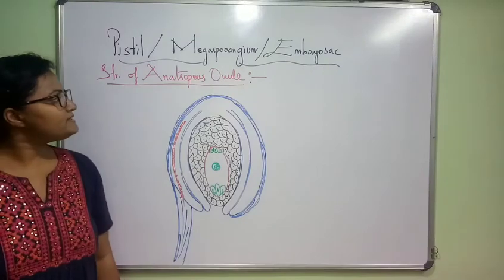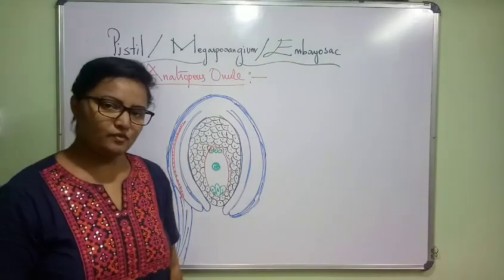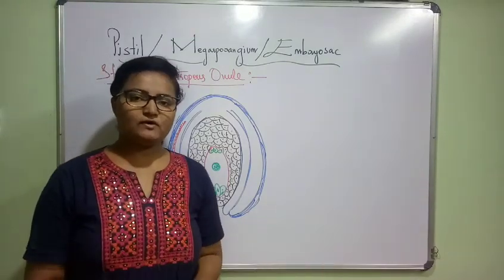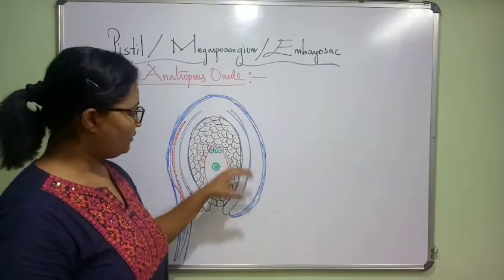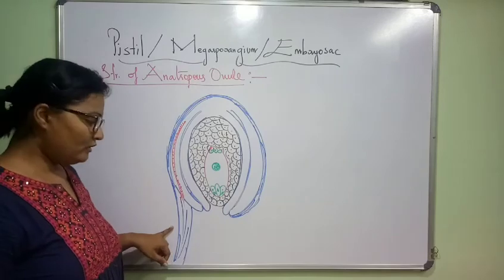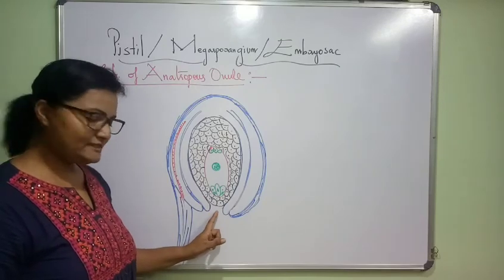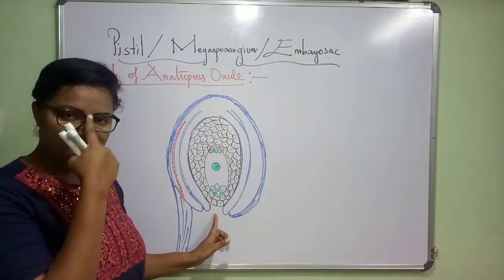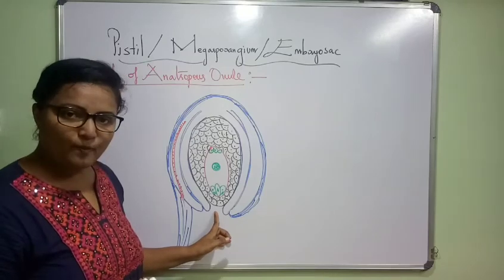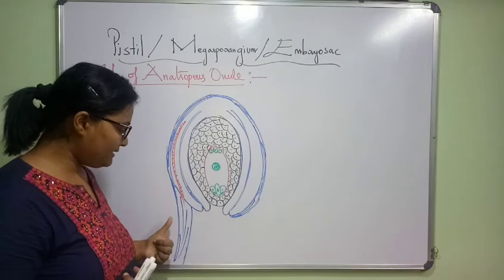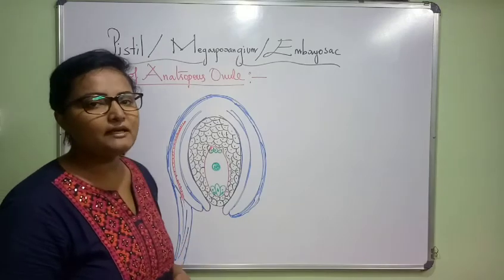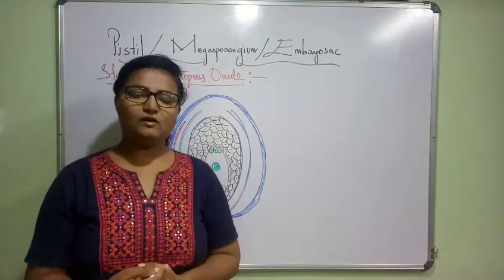Okay, so this is the structure of an anatropous ovule. There are different kinds of ovules, based on the arrangement of the ovule with the funicle, and the ratio with this micropyle end, which you are going to study further. Based on this end and these structures, there will be different types of ovules.